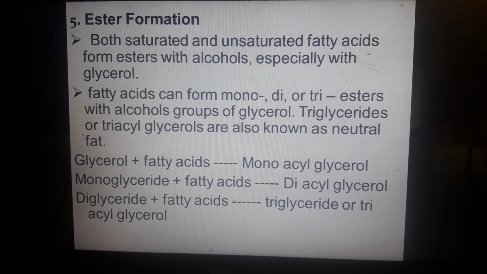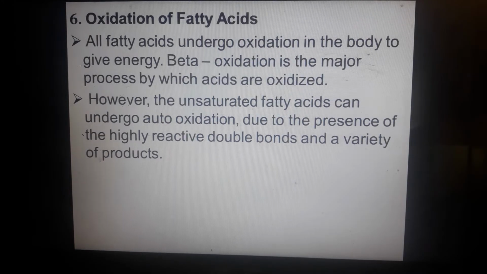So that is ester formation. So yung ester dyan is that is COO. Mga COOH, that is carboxylic acid. So oxidation of fatty acids. All fatty acids undergo oxidation in the body to give energy. Okay, usually when saying oxidation, that is the removal or the addition of oxygen. Okay, so beta oxidation is the major process by which acids are oxidized.